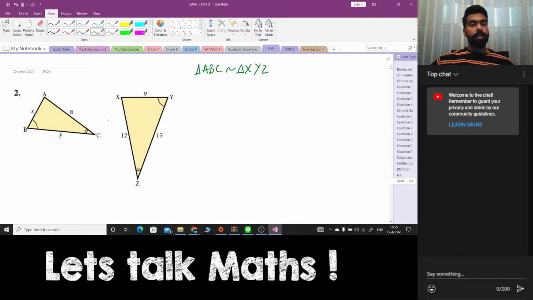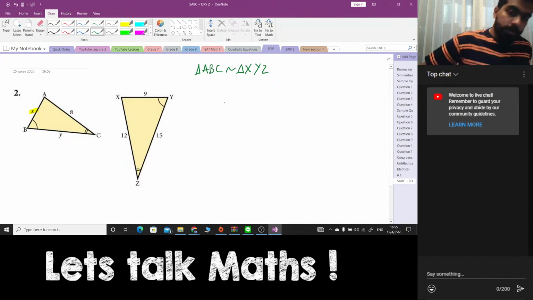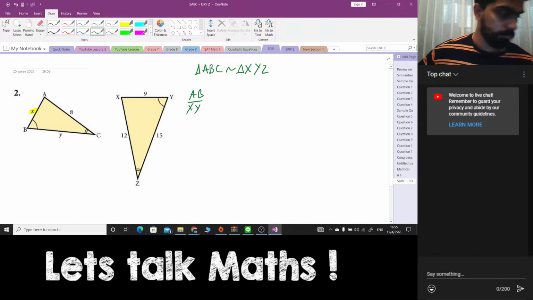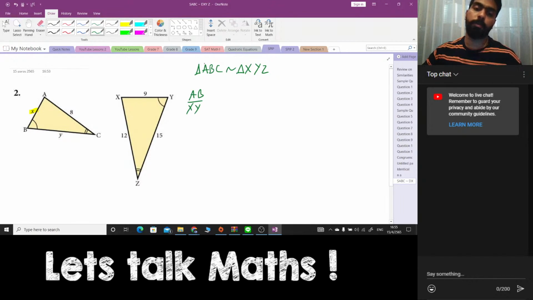Alright, so let's go ahead and find the first value now, which is X. So let's write the congruent sides. We have AB over XY. And why is it XY? Because we went from the first to the second. Here also we'll go from the first to the second. It's as simple as that.